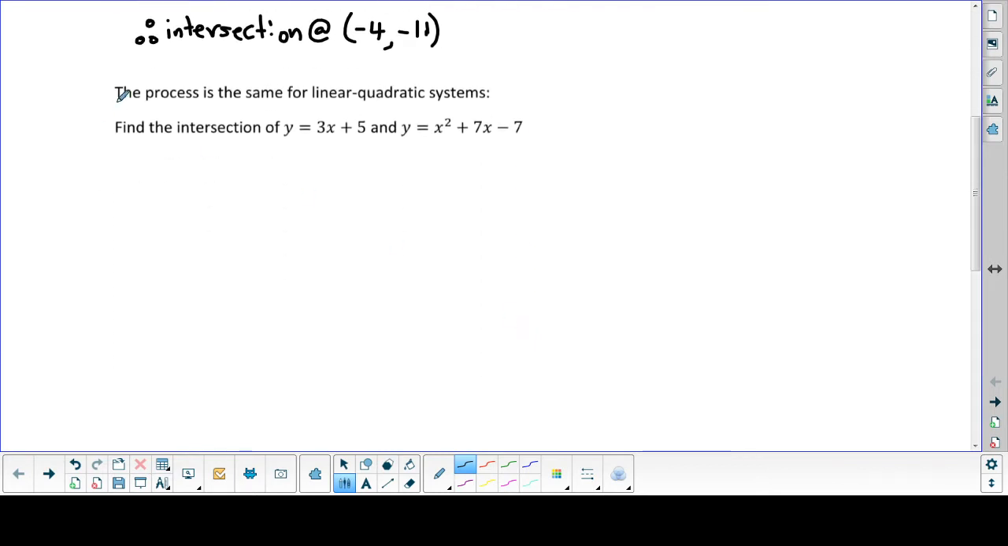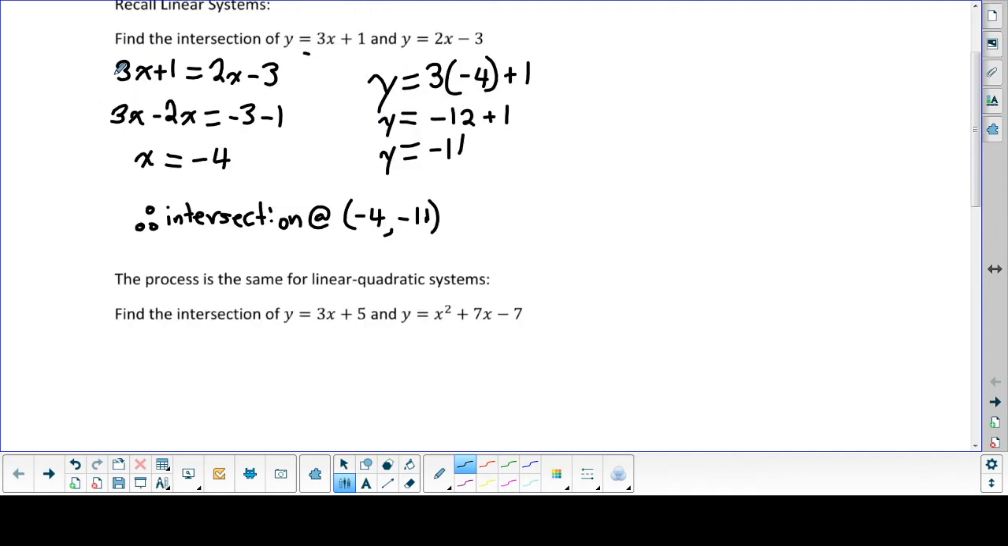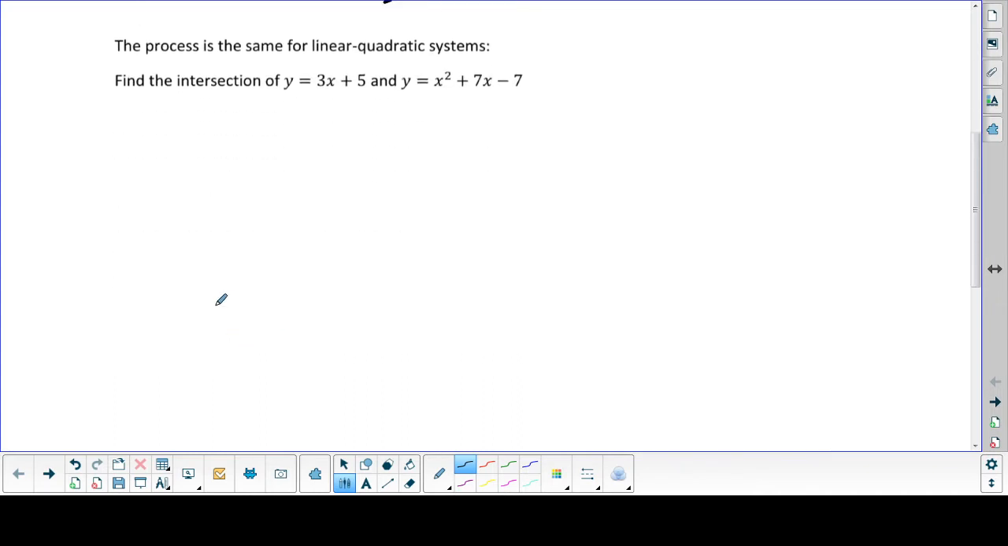The process is the same for a linear quadratic system. We know how to solve linear systems. We set the equations equal to each other, the y's equal to each other, so 3x + 1 = 2x - 3. Then we solve for x, and then we take our x value and plug it in to find the y value. That's our point of intersection. The process is exactly the same in general. The specifics are slightly different. So let's see how that works.